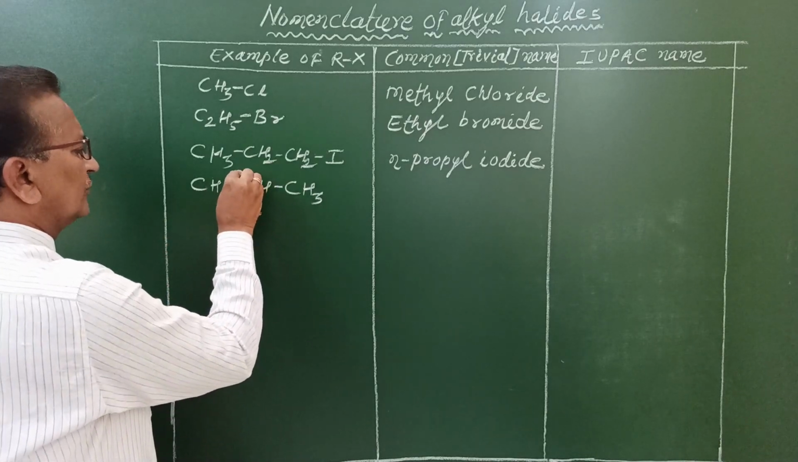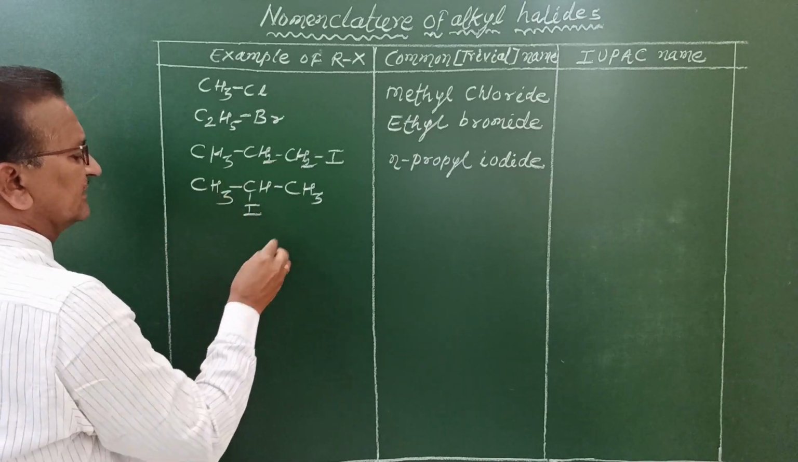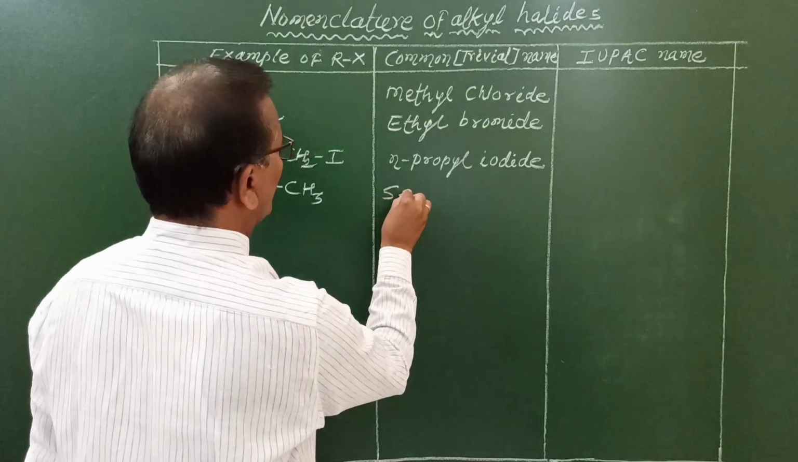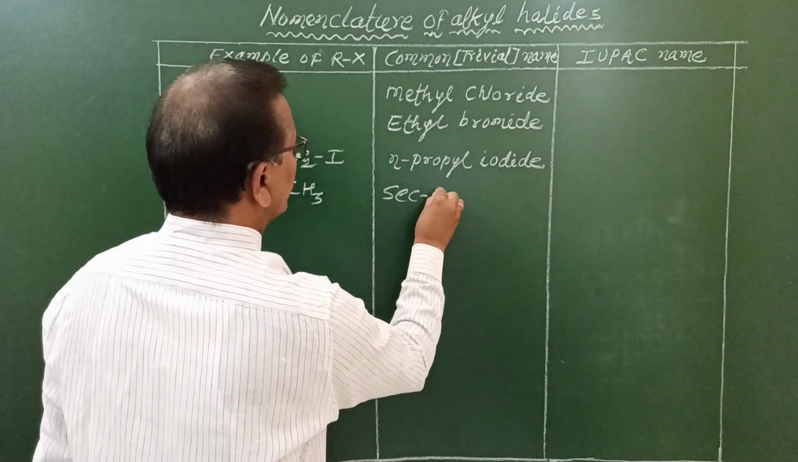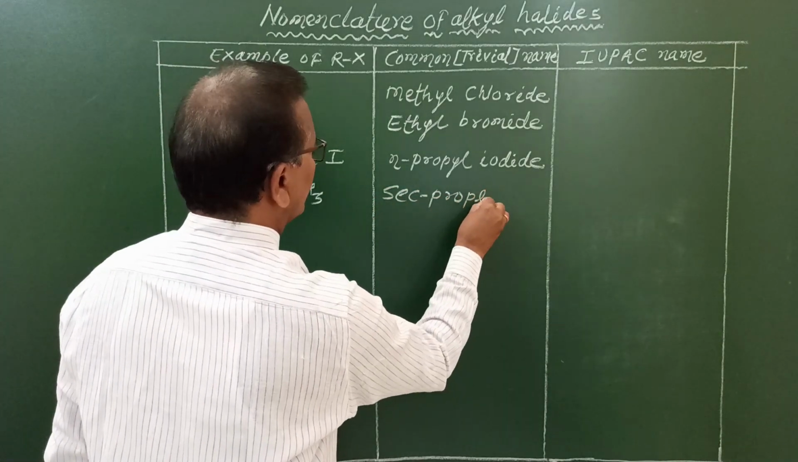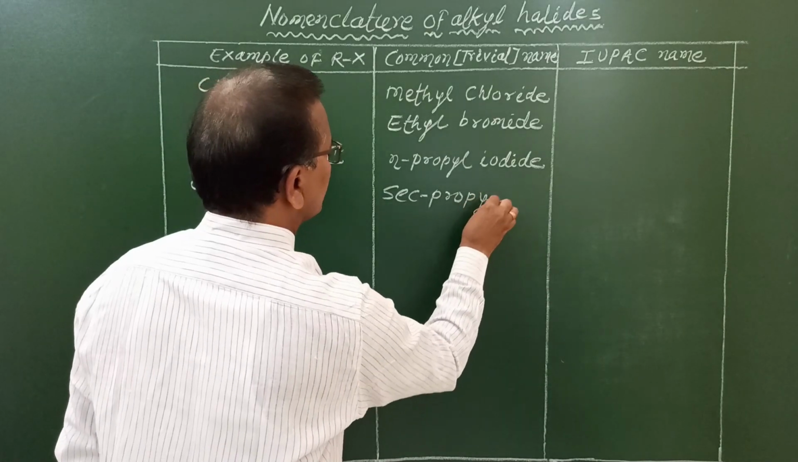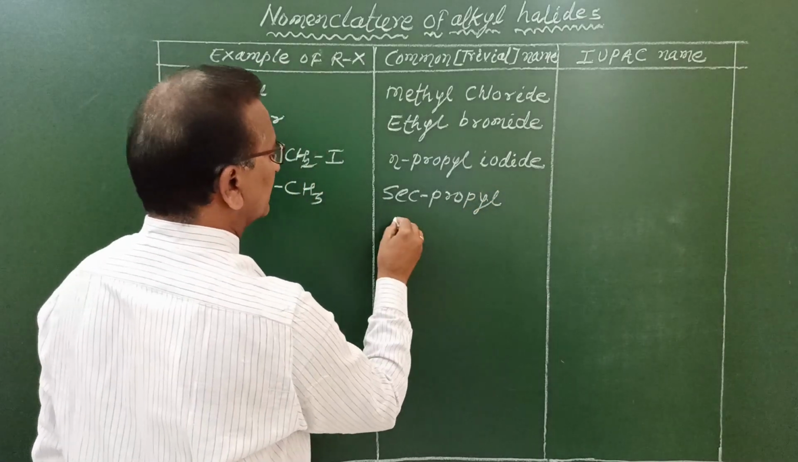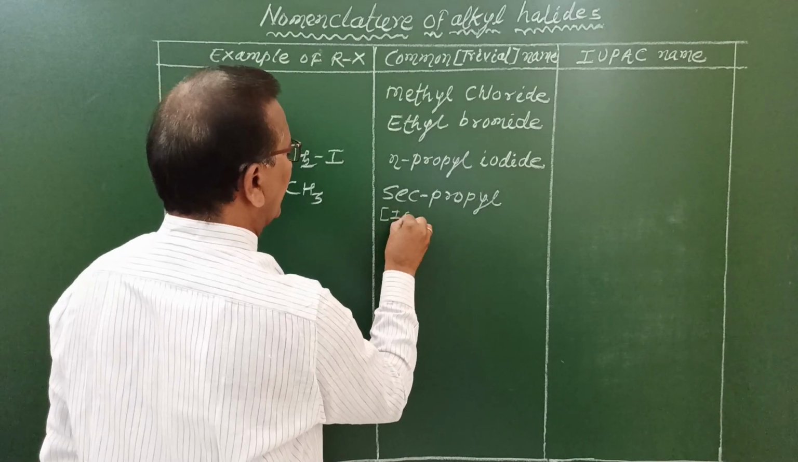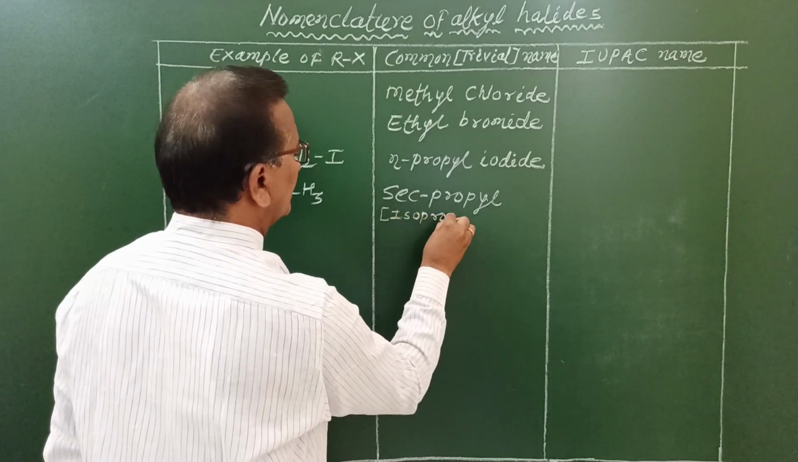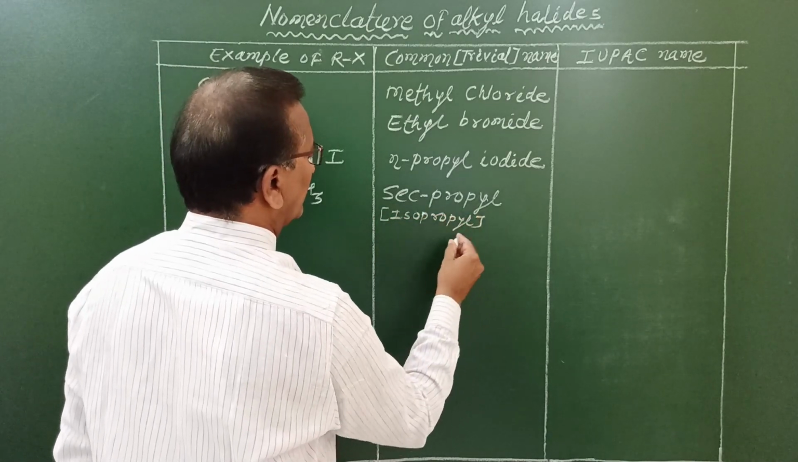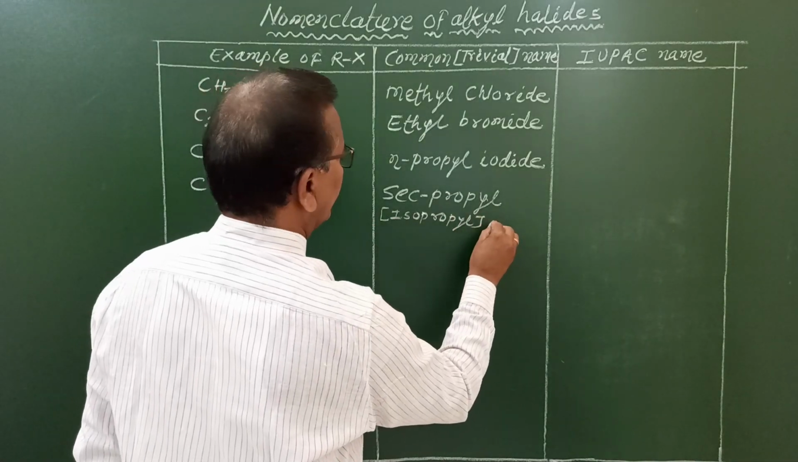Now in this case, the iodine atom is not bonded to a terminal carbon atom. The iodine atom is bonded to a secondary carbon atom. That's why this is called sec-propyl, or this is also called isopropyl. Sec-propyl or isopropyl, followed by the word iodide.